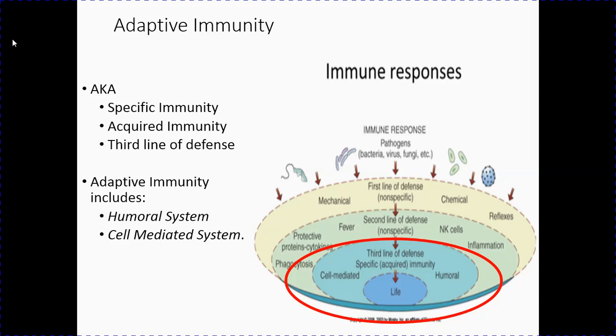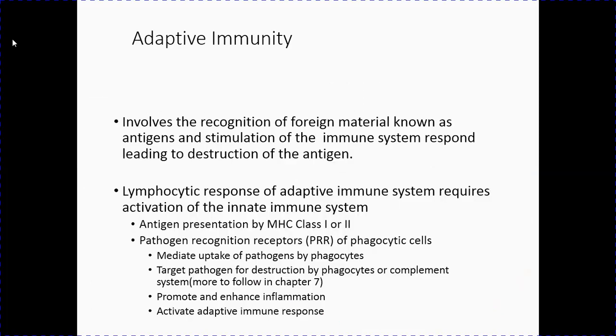We learned in chapter 1 that there are two components of the adaptive immune system, the humoral and cell-mediated system. Humoral is B cell based, cell-mediated is T cell based. In both cases, we understand that the adaptive immune response is one where T and B cells recognize foreign material known as antigens, and then the immune system is stimulated to respond in a way that's going to lead to the destruction of the antigen.